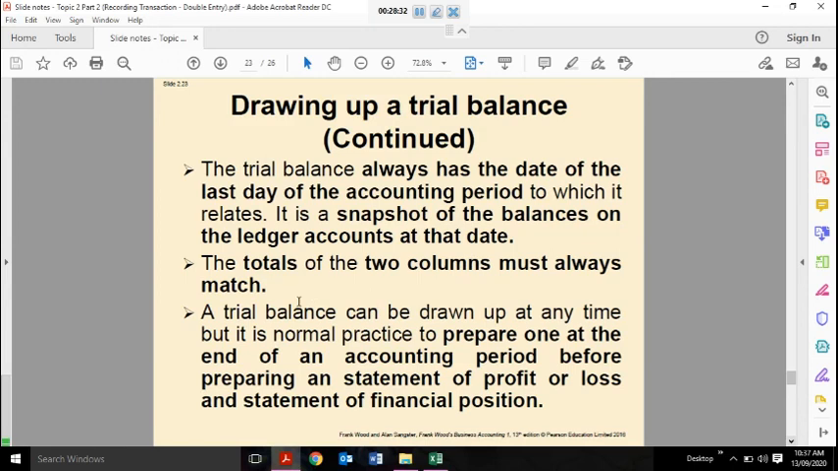A trial balance can be drawn up at any time, but it is normal practice to prepare one at the end of the accounting period before preparing a statement of profit or loss, and also the statement of financial position. So usually they will prepare that one first before they finalize the financial statements, in order to double check.